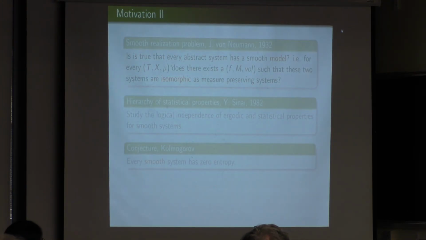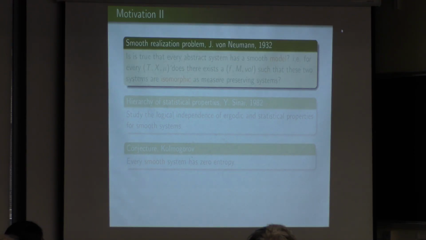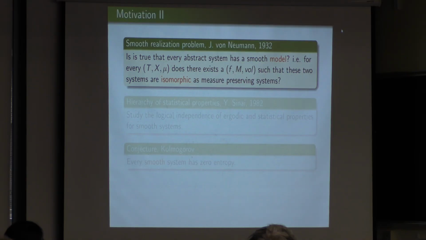The other motivation: my initial background was in abstract ergodic theory, so I was more drawn by a problem openly posed by von Neumann, which is about having a smooth model. I take an abstract system. My space is a Cantor set, my measure is some nasty measure, and my transformation T is something. Can I find a smooth map on a manifold with volume such that these two systems are isomorphic as measure preserving systems, right?